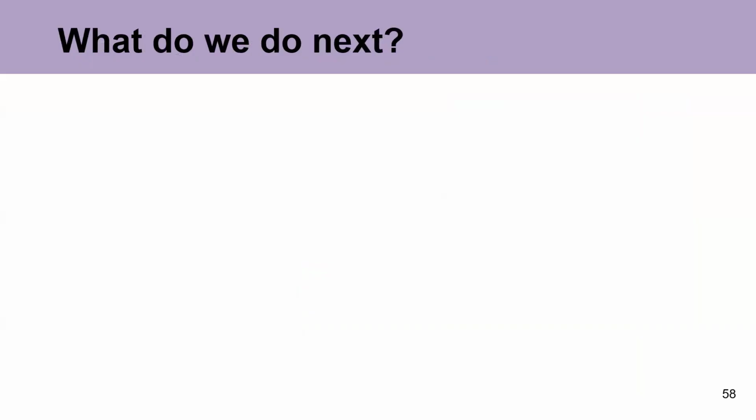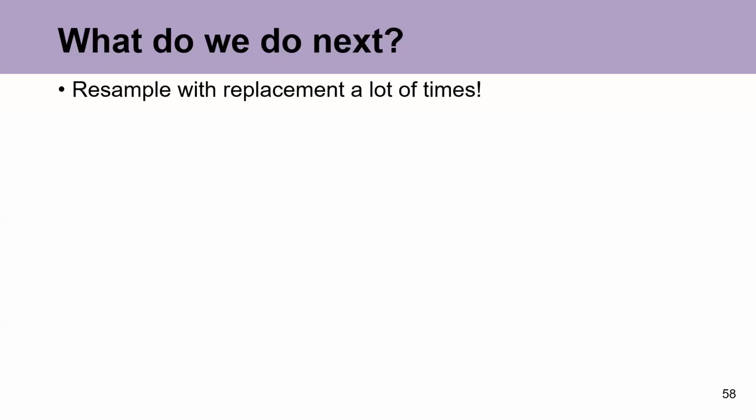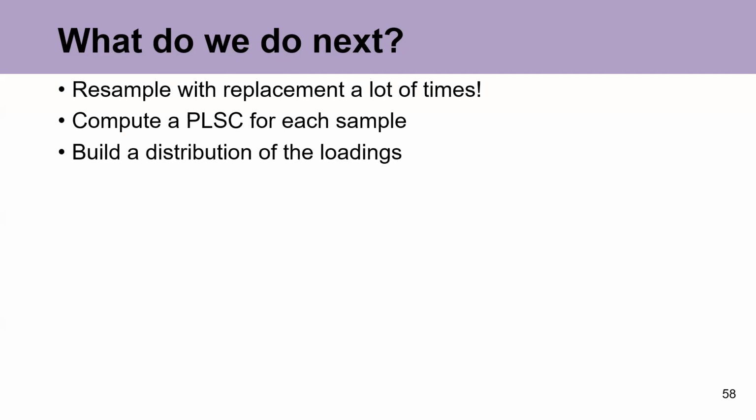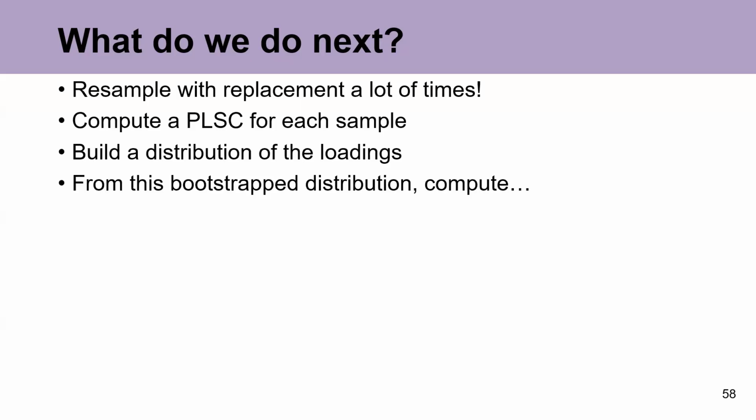Wait, so does that make sense? The difference between permutation and bootstrap? Okay. So it's resample with replacement a lot of times, usually 1,000. And after you do that, you will compute a PLS from each of the new samples. And again, you build a distribution, but now for the loadings. So that is showing us how varied my loadings could be if my data best represents the population.